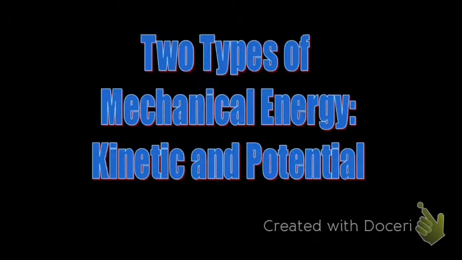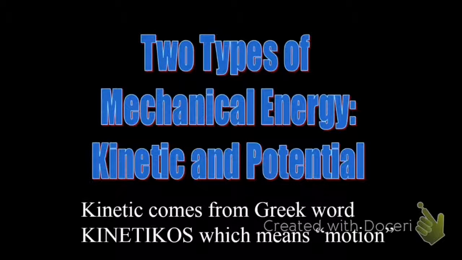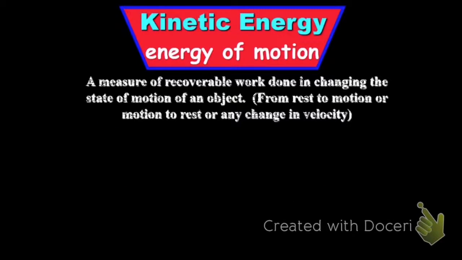We're going to discuss two types of mechanical energy in this class, kinetic and potential. Kinetic comes from the Greek word kinetikos, which means motion. And that's what we're going to talk about first, the energy of motion, kinetic energy. This is a measure of the recoverable work done in changing the state of motion of an object. So let's unpack that a little.